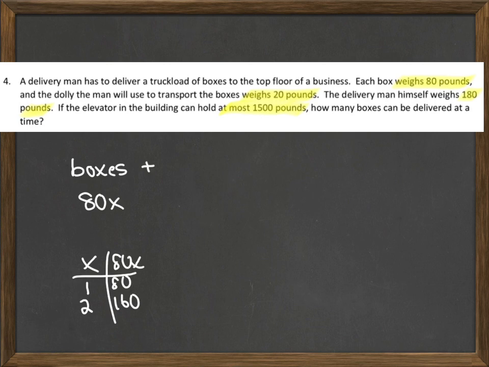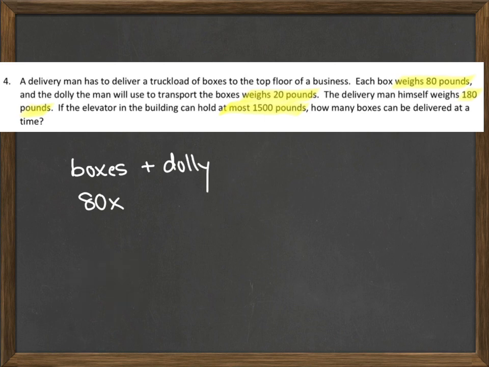So we have the weight of the boxes plus the weight of the dolly. That's the device with wheels that they use to carry the boxes, right? And we know that weighs 20 pounds. We're going to assume that he's only using the one dolly. He can probably only push one at a time, right? And then we know that the man himself weighs 180 pounds, okay?